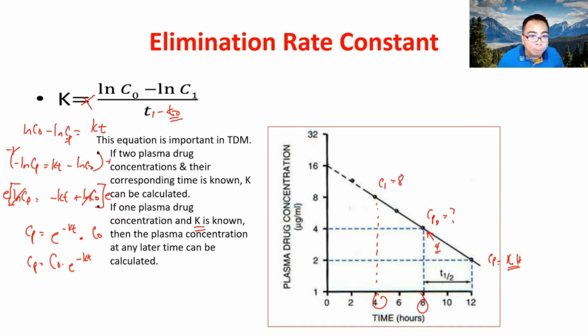Now, let's try to compute first, class, for K. Using yung C sub 0 natin. So, that's ln 16 minus ln, kunwari, itong gagamitin ko, ln 8 over 4. Let's give it a try. ln 16 minus ln 8 gives us 0.693147 divided by 4.